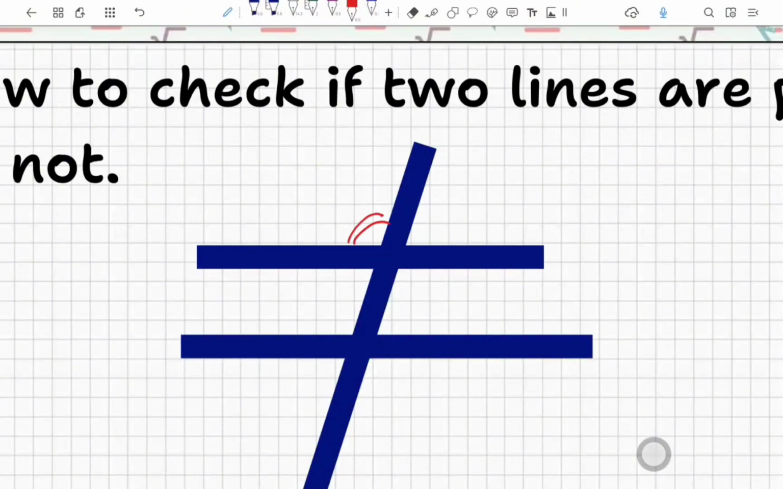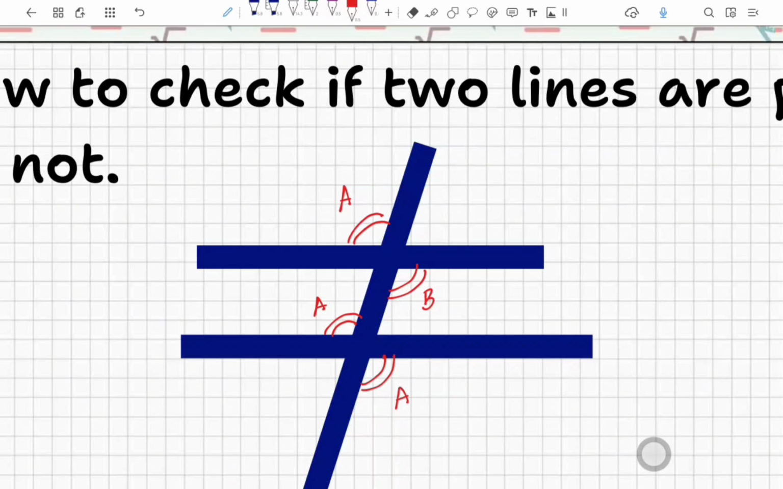Now, this angle is similar to this angle, which is the same in here and the same in here. If they are not the same, then we can conclude that it is not a parallel line. Because parallel lines have the same distance between each other in any direction, the angles should also be similar or equal.